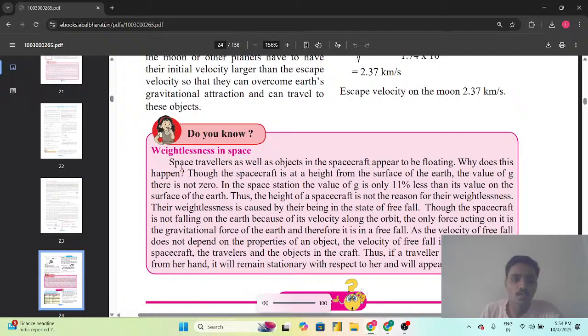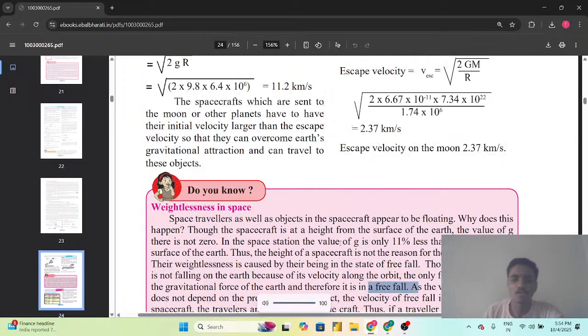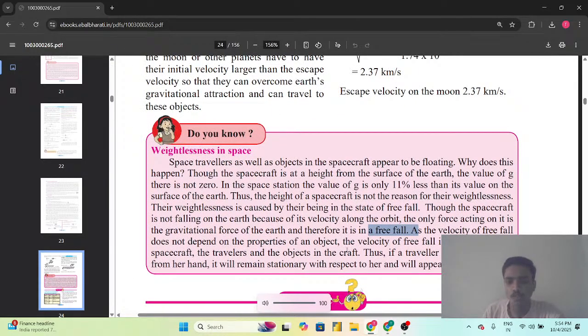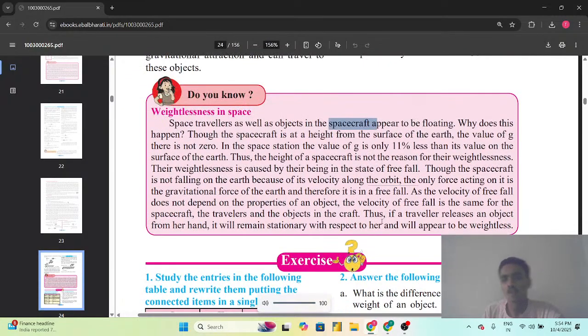So weightlessness is the concept given in this do you know. The space travelers going within the spacecraft appear to be floating. What is the reason behind that floating? How do they experience weightlessness in the spacecraft? This is because they are in a state of free fall. So there is no other force acting on the persons moving in space in the spacecraft, due to which they do not experience any kind of force acting on them. So they experience weightlessness in space.